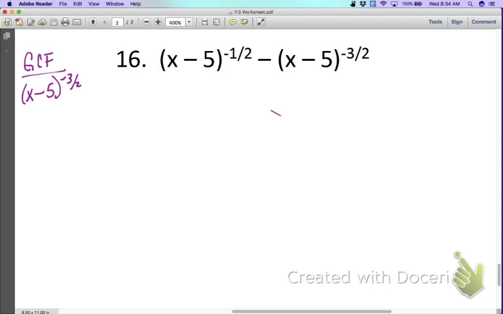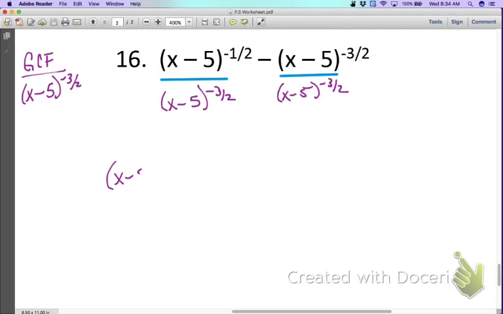All I'm really going to do there is just divide each one. If you think about it this way, I'm really just going to divide each one by that (x - 5)^(-3/2), because that (x - 5)^(-3/2) is really just outside my bracket, parenthesis, whatever you want to call it. Okay, it's out here working.